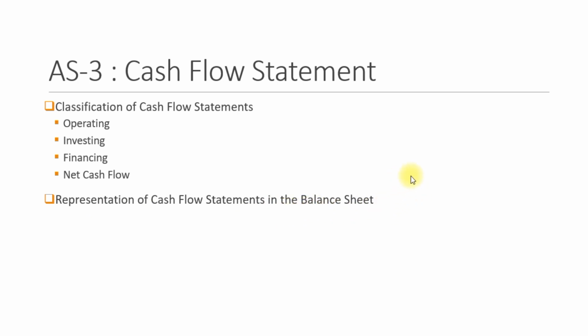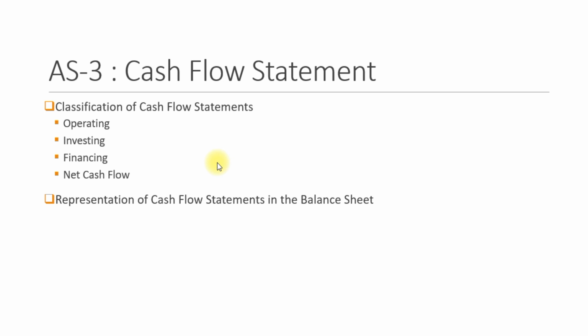First, the accounting standard on cash flow statements. The standard states that cash flow statements should report cash flow during a period of financial statements classified in terms of operating, investing, and financing activities. Hence, the first requirement is to classify cash flow into three heads, namely operating activities, investing activities, and financing activities. Let us see what each of them is.